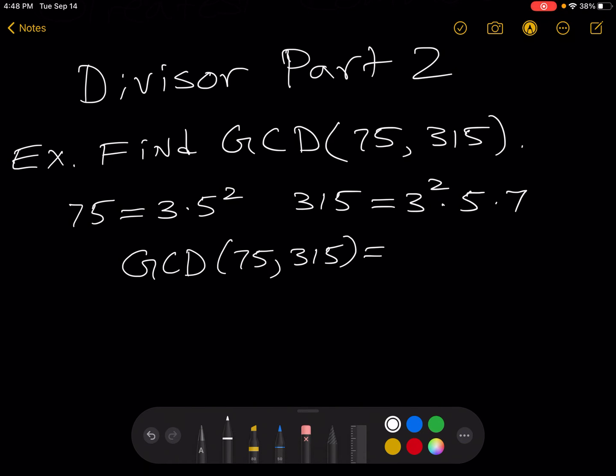So first what you do is you say what numbers are common to both prime factorizations and write those down. Well, let's see, 3 is common to both, 5 is common to both, but you wouldn't put 7 here. You wouldn't put 7 here because even though 7 is here, there's no 7 here.